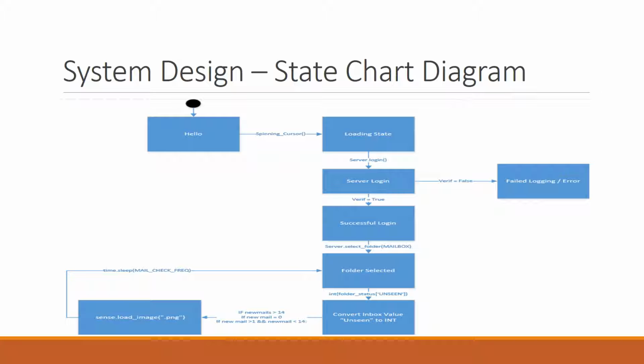The email check is run recursively. The time between each check is based on the specified delay time in the configuration variables. Every time the visual email notification system checks the email, it updates the displayed image on the Sense HAT board based on the number of unread emails when the system checked.